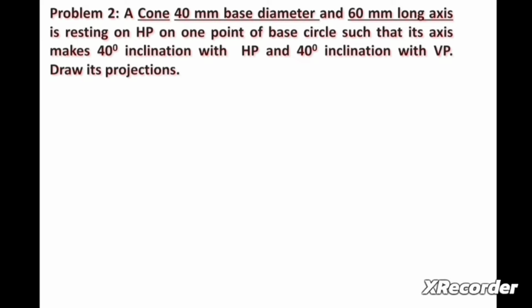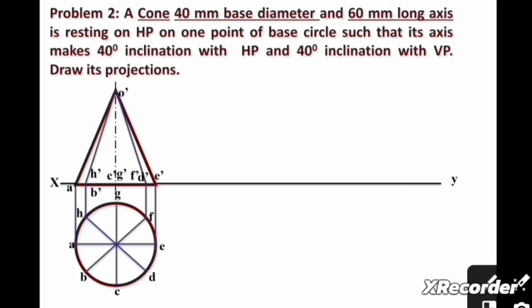Now to prepare the solution, first we can draw the XY line, then we can mark the center point anywhere below the XY line, and draw a circle having radius 20 mm. Now we can divide this circle into 8 equal parts. The angle between each line is 45 degrees. Now we can mark the points A, B, C, D, E, F, G as shown in the figure.